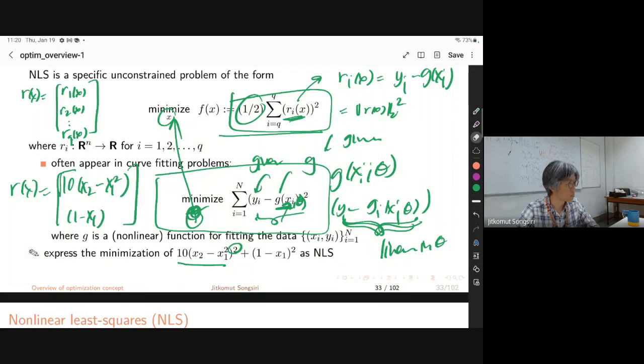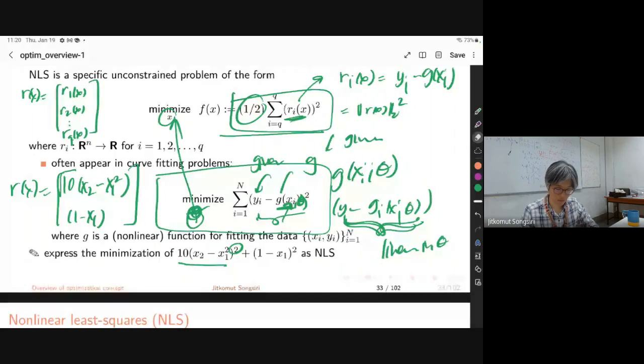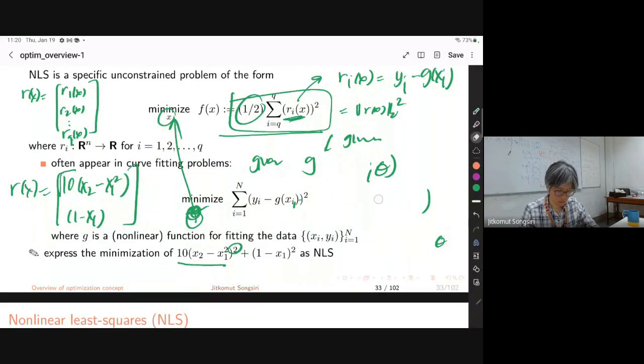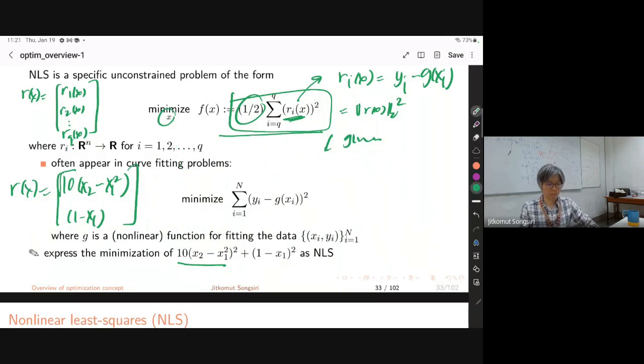Minimizing the error, like y of i minus g of x of i. So you mean that we need to differentiate the objective function in order to check whether the function is nonlinear or linear. Okay.